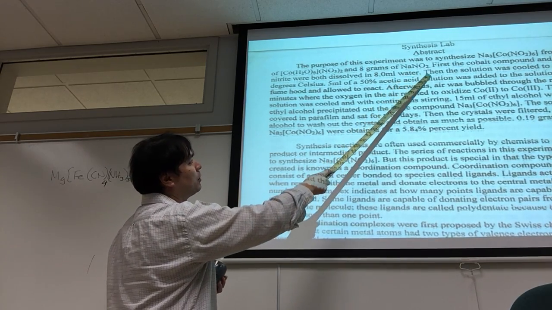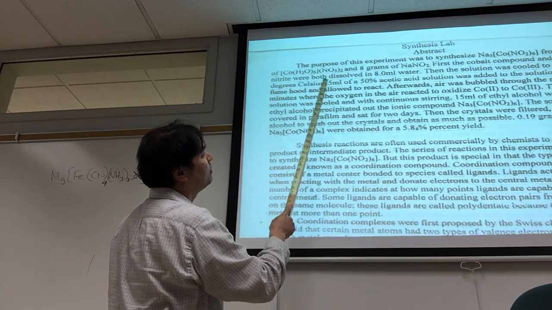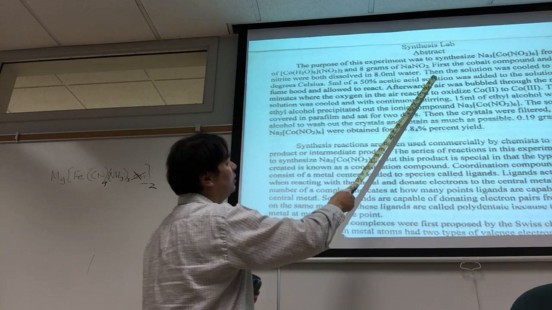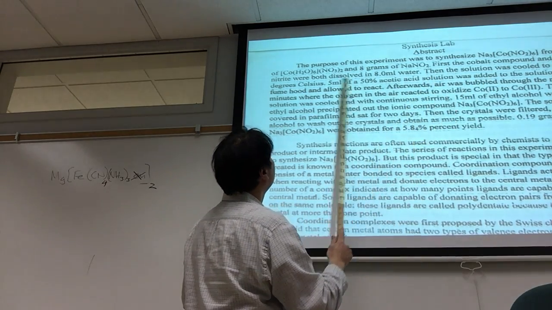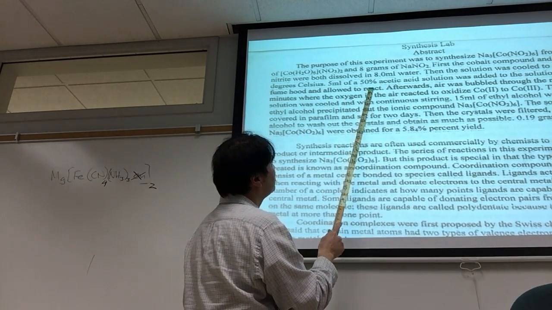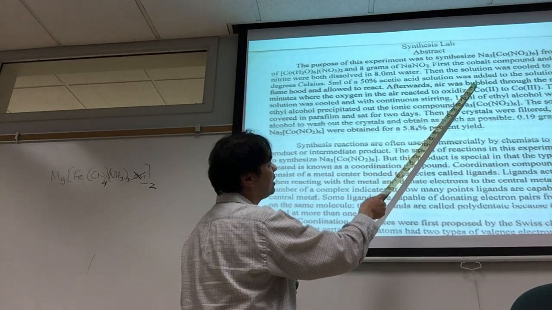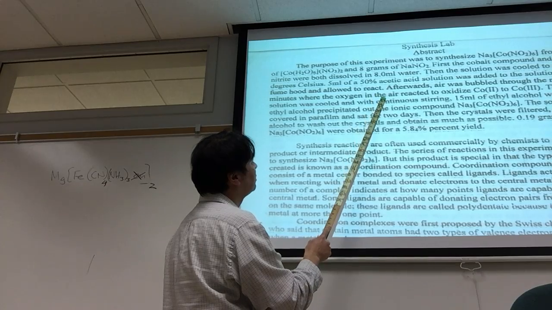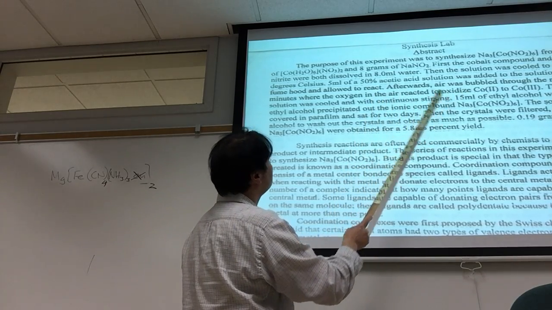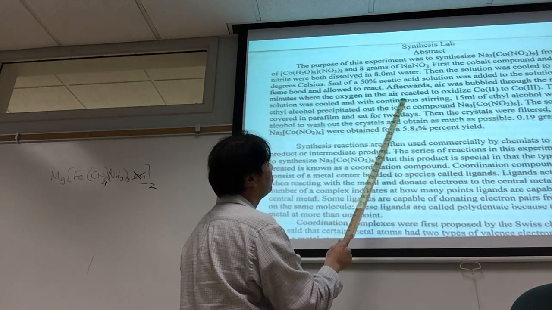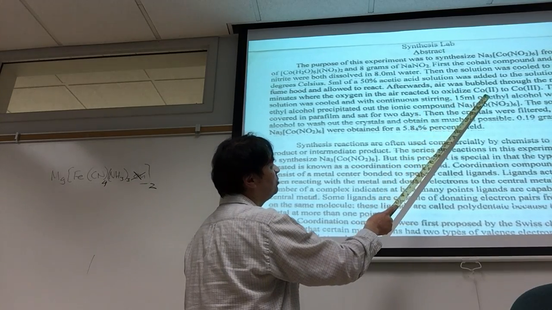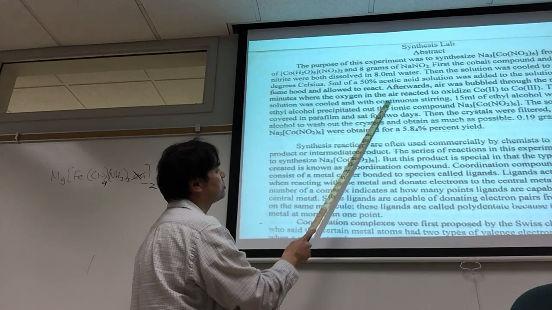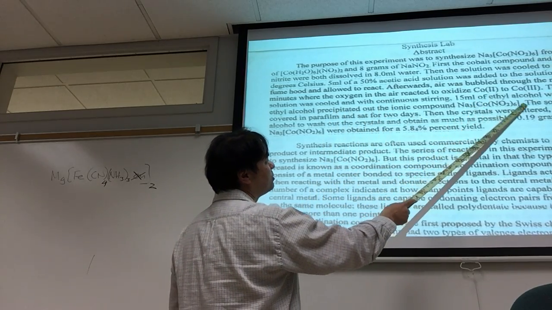Sodium nitrite. All right, first the cobalt compound and the sodium nitrite were both dissolved in 8.0 milliliters of water. Then the solution was cooled to below 20 degrees Celsius. 5 milliliters of 50% acetic acid solution was added inside of a fume hood and allowed to react. Afterwards, air was bubbled through the mixture for 30 minutes, where the oxygen in the air oxidized cobalt-2 to cobalt-3. Then the solution was cooled, and with continuous stirring, 15 milliliters of ethyl alcohol was added.